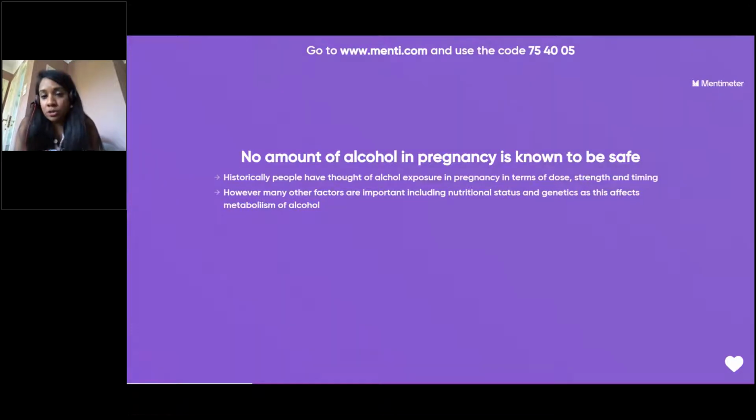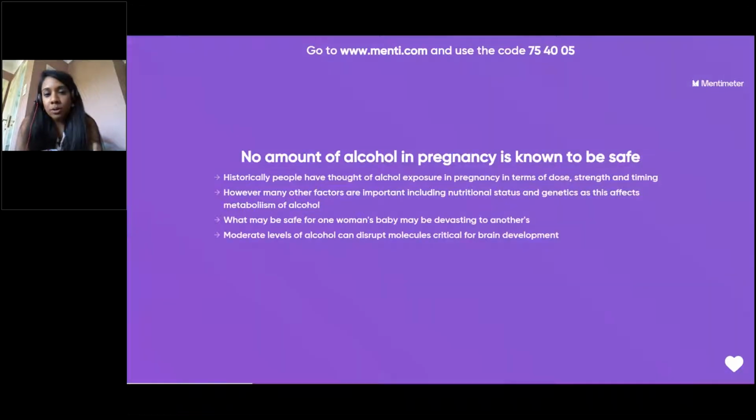So, for example, the nutritional status of the mother and genetics, which affects how the mum metabolizes alcohol. It means that for one woman, a couple of glasses of wine a week might be absolutely fine, but might be devastating to another woman's baby. And what we know is that moderate levels of alcohol actually disrupt the molecules critical for brain development.